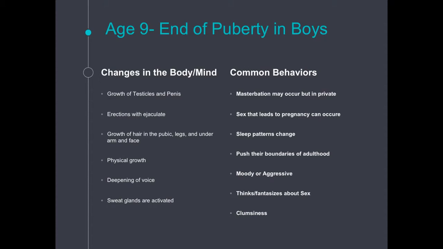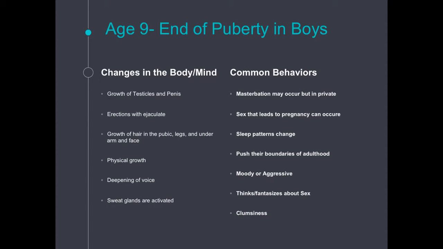They also have growth in the pubic area, legs, underarms, and face. We see a mass physical growth at this time. We see a deepening of the voice, and sweat glands are activated. Common behaviors, masturbation may occur, but again, usually in private. Sex that leads to pregnancy can occur.